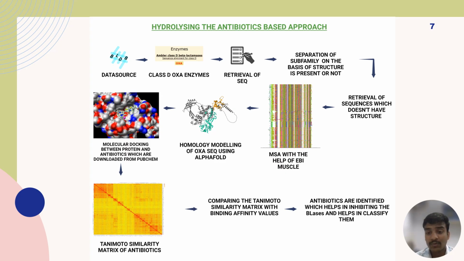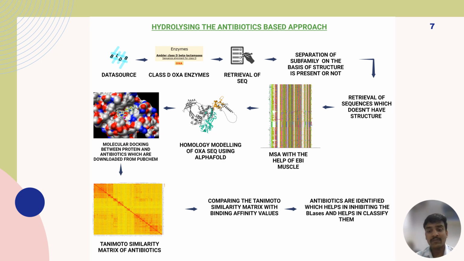In these subfamilies, some of the subfamilies' sequences have known structures, but the sequences of some subfamilies don't have structure. So first of all we retrieved those sequences which don't have structure, and we did a multiple sequence alignment with the help of the EBI MUSCLE tool. From the multiple sequence alignment, we try to identify which sequences are conserved among the subfamilies.